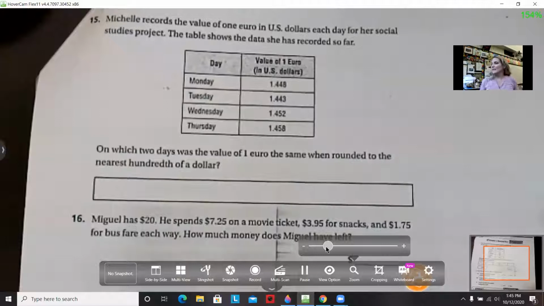Okay, number 15. I think I need a quick drink real quick. Excuse me, as my water bottle drips all over me.